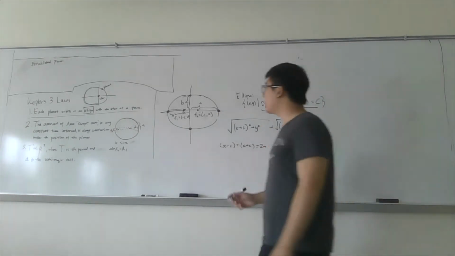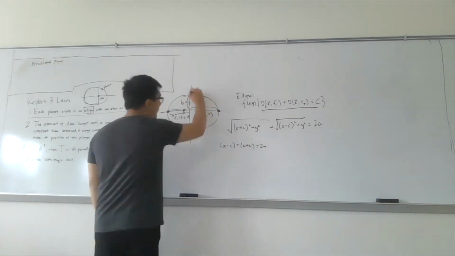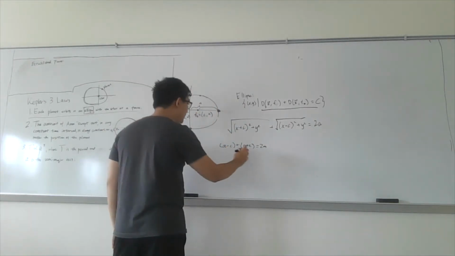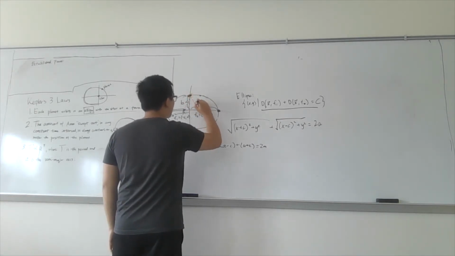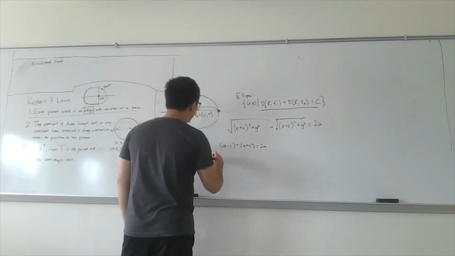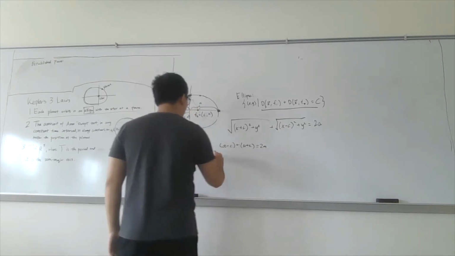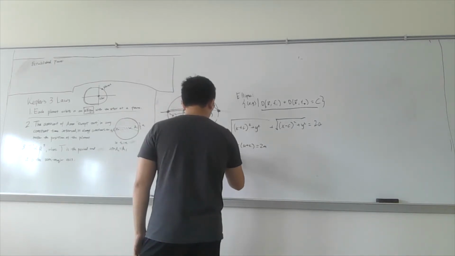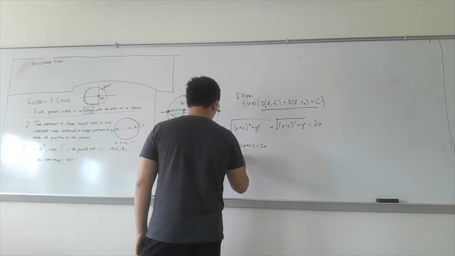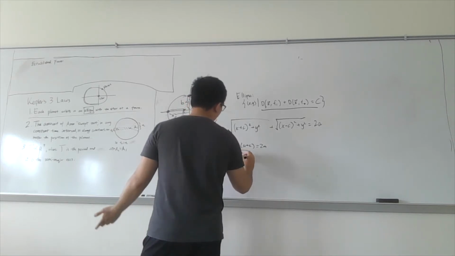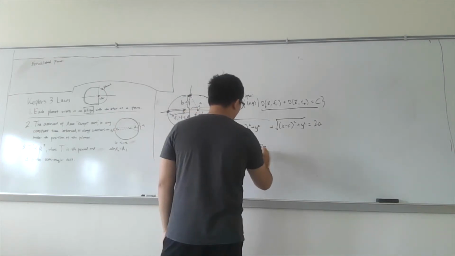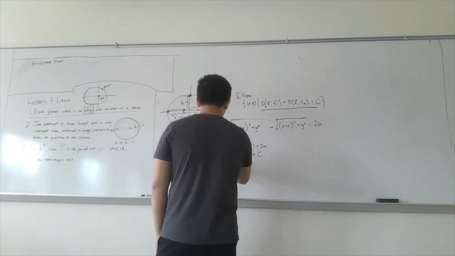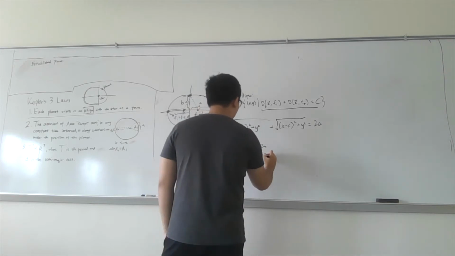Now let's look at our other points. Let's look at this point here and apply our equation. Applying our equation here, we get that square root of b squared plus c squared plus square root of b squared plus c squared, that's just Pythagoras' theorem, is equal to the constant, which we've established is 2a.